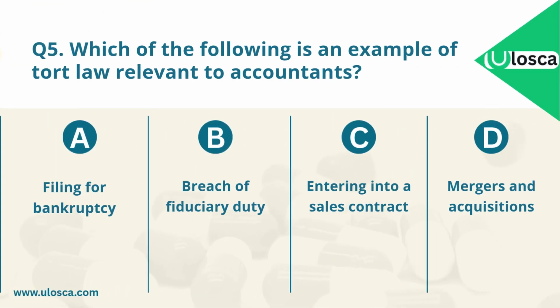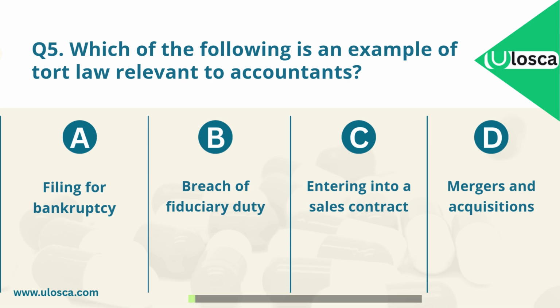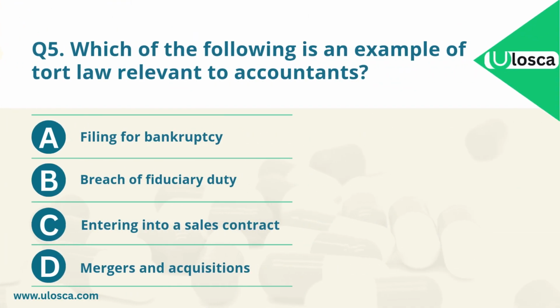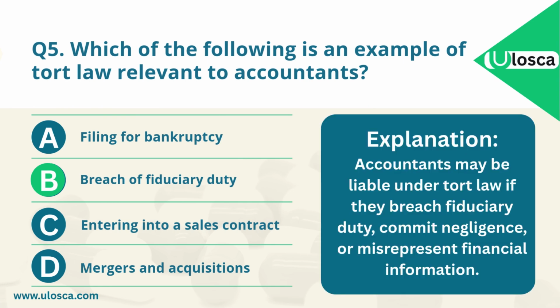Question 5. Which of the following is an example of tort law relevant to accountants? A. Filing for bankruptcy. B. Breach of fiduciary duty. C. Entering into a sales contract. D. Mergers and acquisitions. Which one is the correct answer? The correct answer is B. Breach of fiduciary duty. Explanation. Accountants may be liable under tort law if they breach fiduciary duty, commit negligence, or misrepresent financial information.